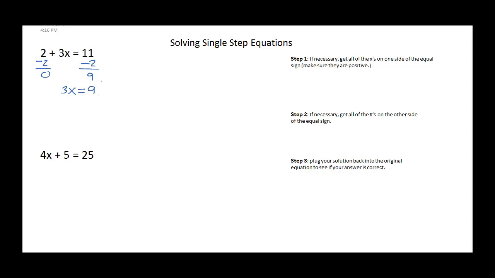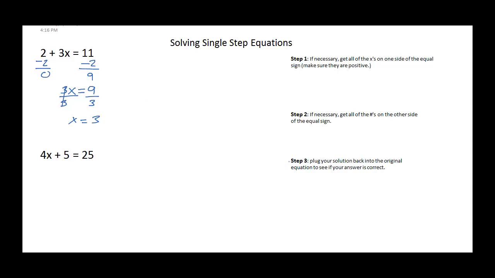So I know that in order to get rid of this 3 times x, I have to do the opposite of multiplication. I'm going to divide. And again, I want to get the x all by itself, so I'm going to divide by 3. And if I do that to the left side, I have to do the same thing to the right side. So I know that 3 divided by 3 is 1. That leaves me with just the x all by itself, because 1 times x is whatever x is. And 9 divided by 3 is 3. So there's solving for x.